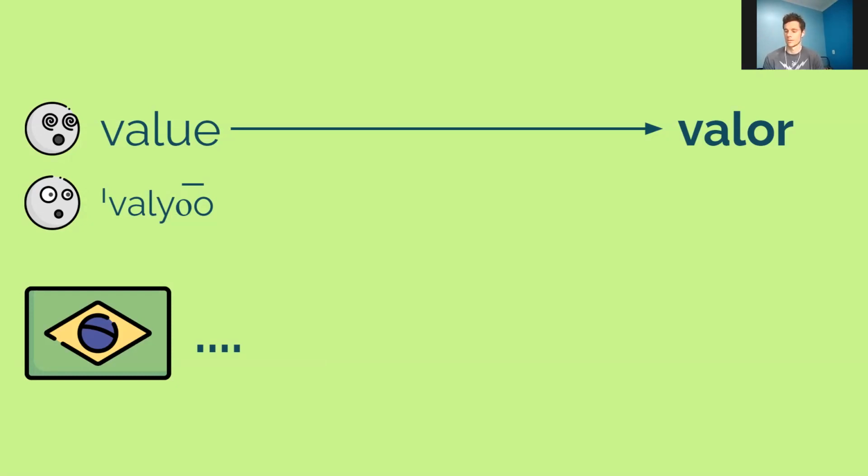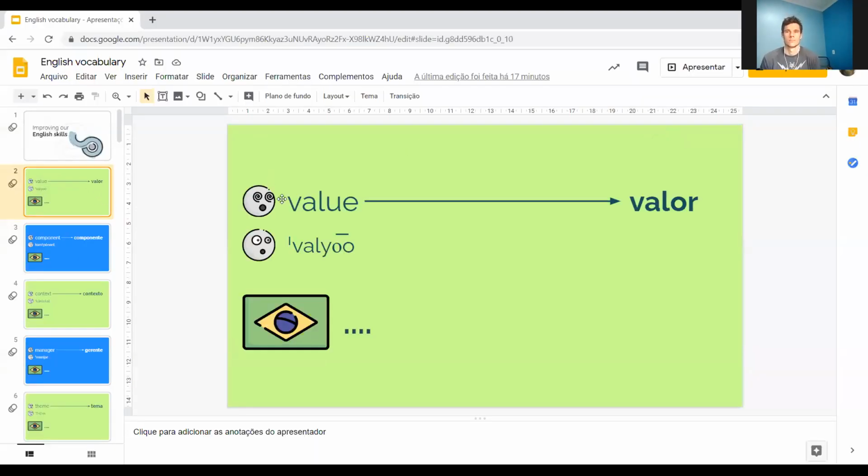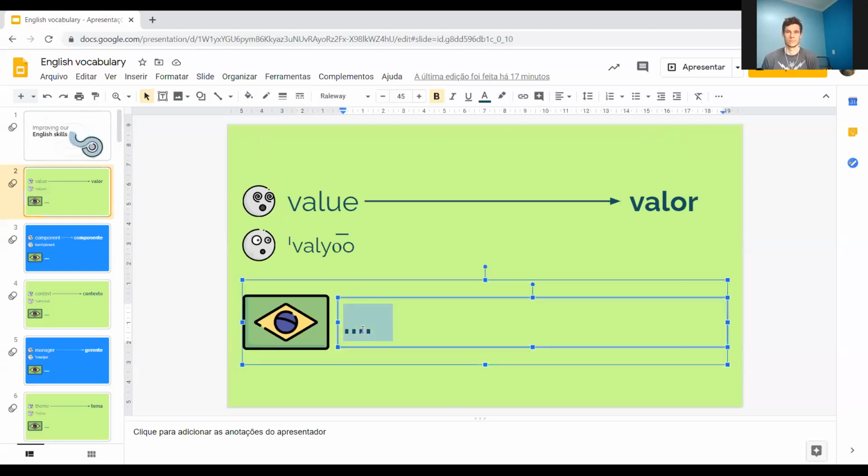Oh, let me do something. I can edit and write how we pronounce it. How can I say it in the Brazilian way? So you teach me how to say it, and I will write it down for us to remember later. Okay, cool.